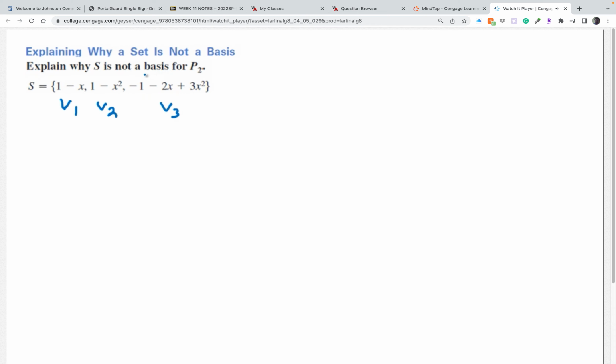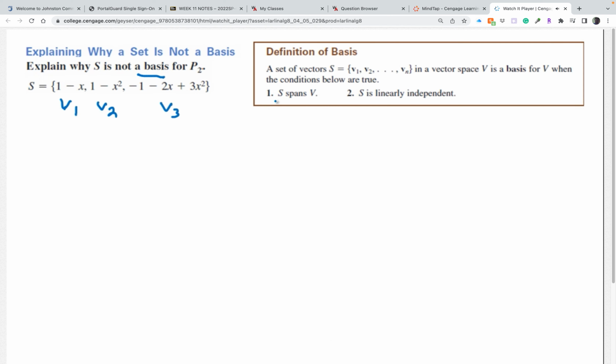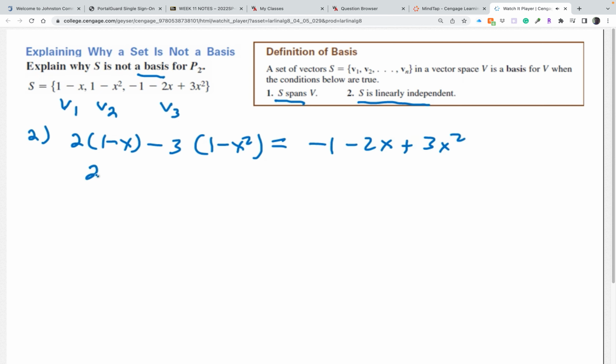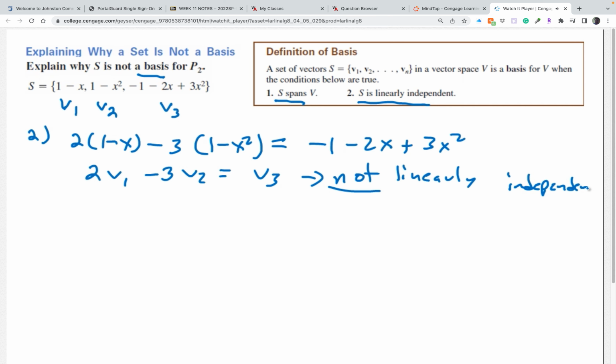And let's look at what constitutes a basis. So we see that in order for S to be a basis for P2, it will have to span P2 and also be linearly independent. So we'll look at the second condition first. If we take 2 times the first vector, v sub 1, and then we subtract 3 times the second vector, v sub 2, we're going to get negative 1 minus 2x plus 3x squared. So we see that 2 times v sub 1 minus 3 times v sub 2 is equal to v sub 3. So this tells us that S is not linearly independent. So we violated the second condition.